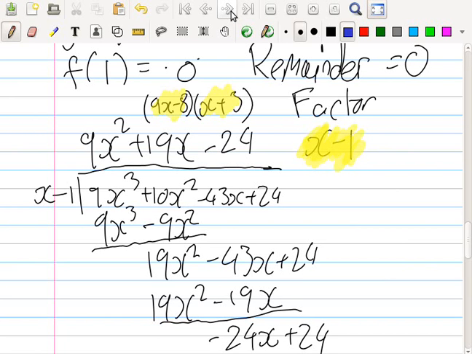Ah, they came from the quadratic on the top of my long division, right here.